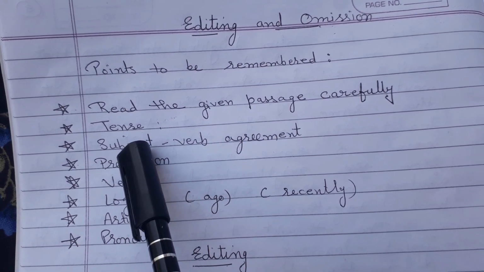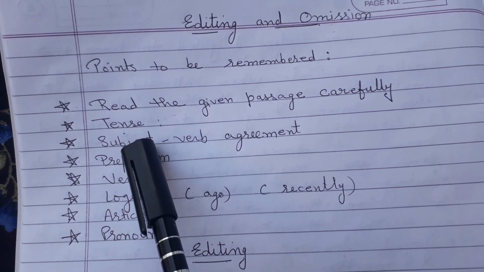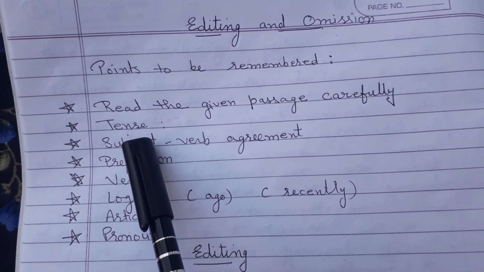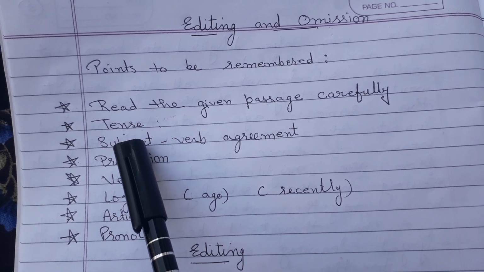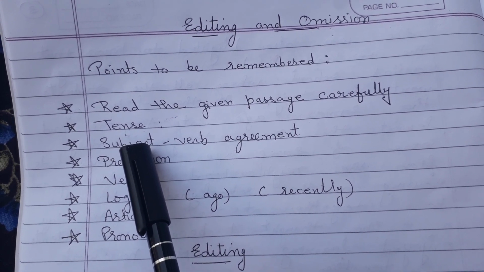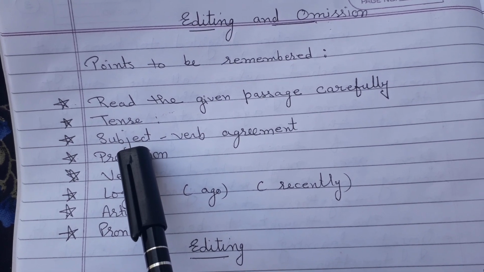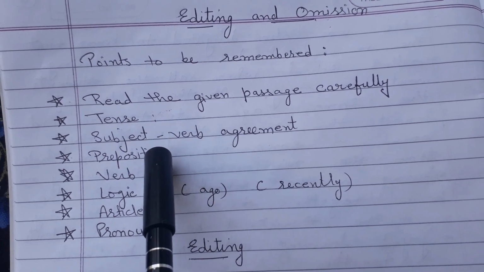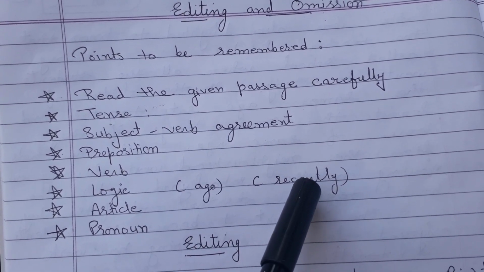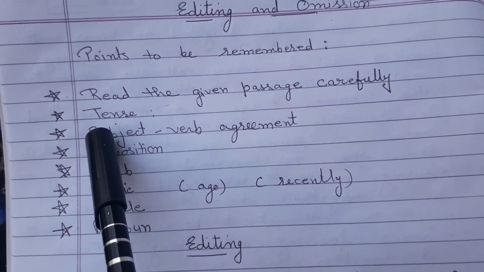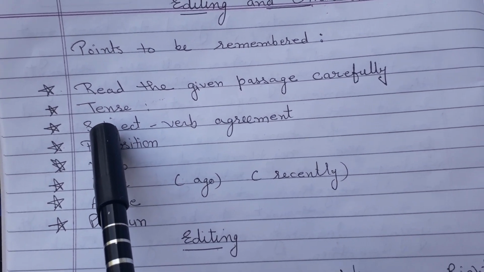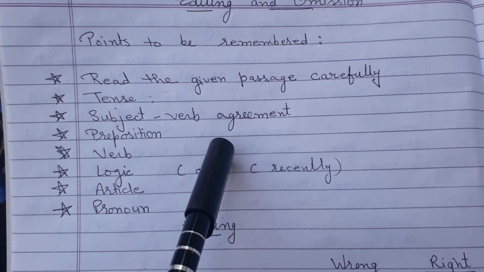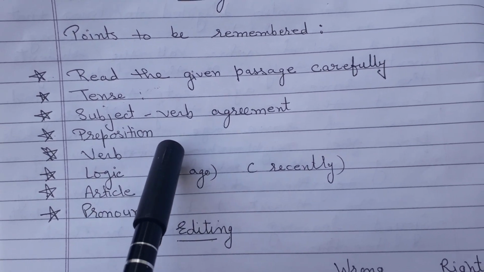The second is tense. You will have to keep in mind the tense. Remember, generally it happens that whatever tense is started in the beginning of the passage in the first sentence, the same tense goes throughout the passage. So if the tense is changed, suppose in the beginning it was given in present and then it goes to future, then there may be the mistake, or it was started in the present tense and then it went to the past, then there may be the editing or omission words.